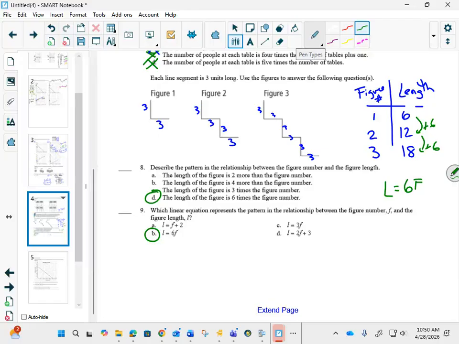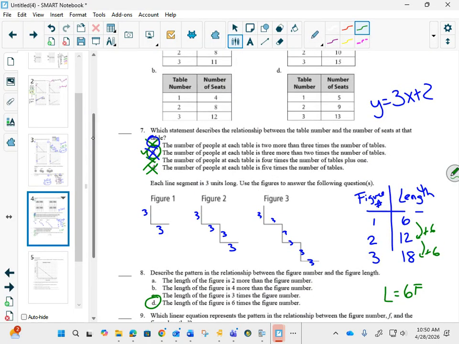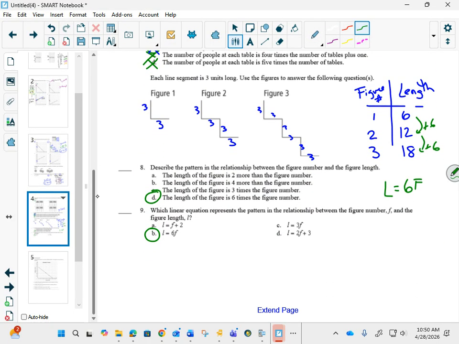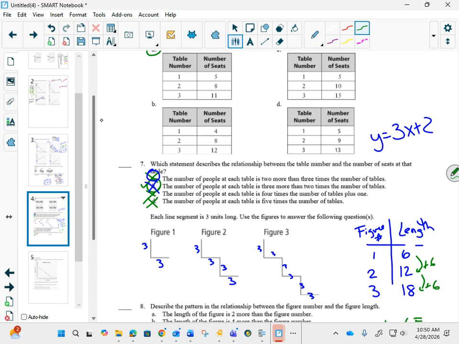Can you explain number 7? Length equals 6 times F. Can you explain number 7? Number 7 was the last question from before. 7 is from the previous.